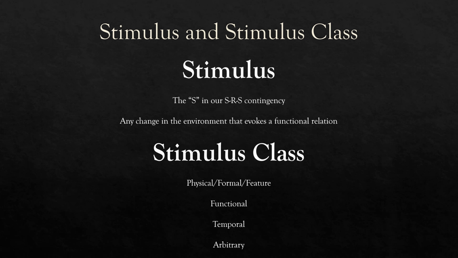Stimulus is any change in the environment that evokes a functional relation. Stimulus classes can include physical, formal, or feature, so characteristics of stimuli. They can be functional, they can affect behavior. Temporal could be our antecedents and consequences in relation to where they appear in terms of our behaviors. And then arbitrary stimulus classes might not share any features or formal characteristics, but they'll affect behavior the same way. So that's our brief rundown.